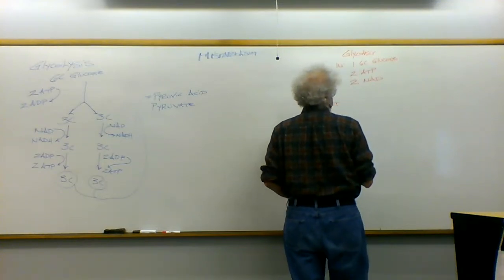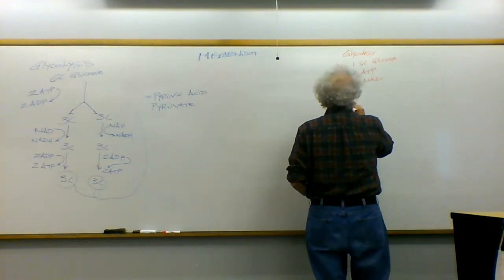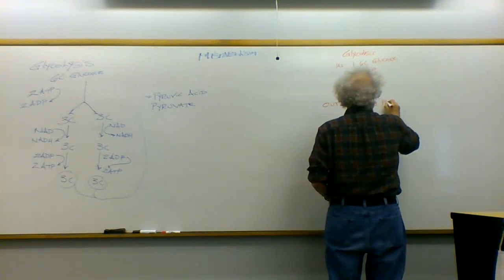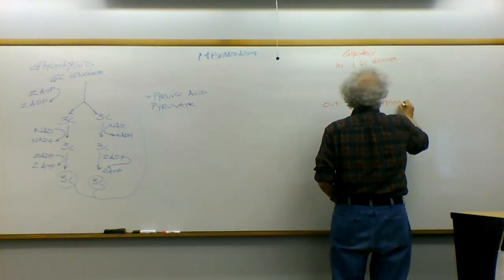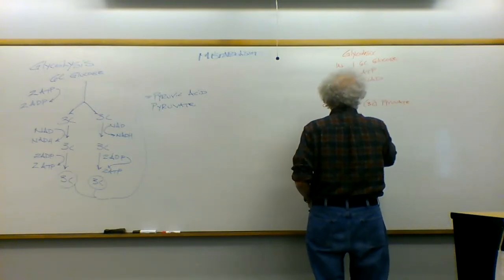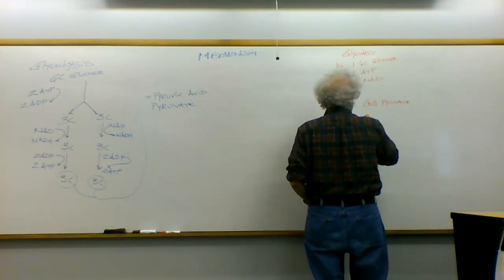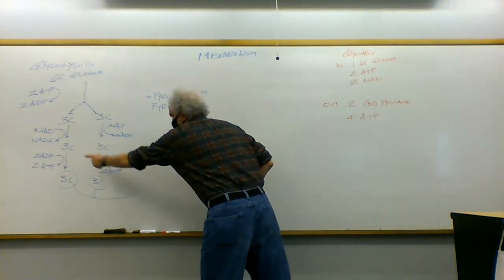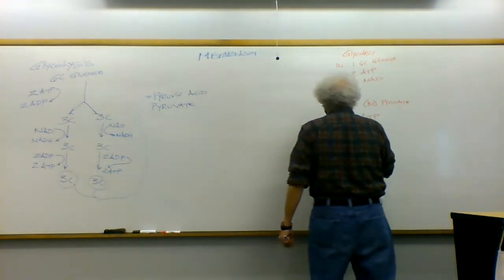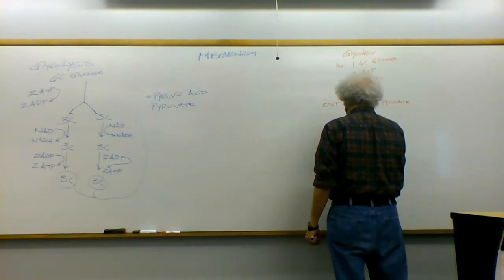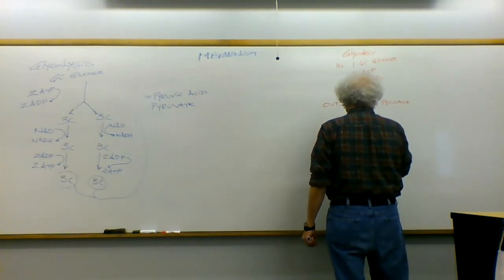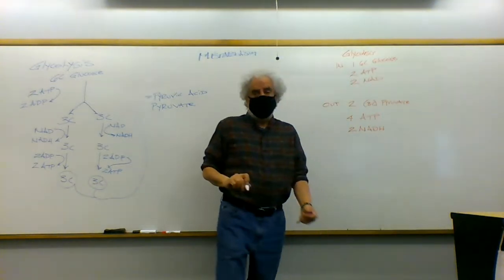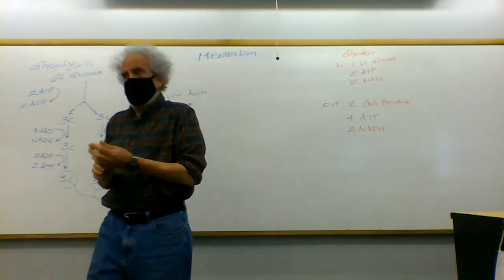That means what comes out, because this is not critical to the story, is 2 3-carbon pyruvates, a grand total of 4 ATPs, 2 here, 2 there, and we now have 2 NADHs. So, a couple of things to look at.